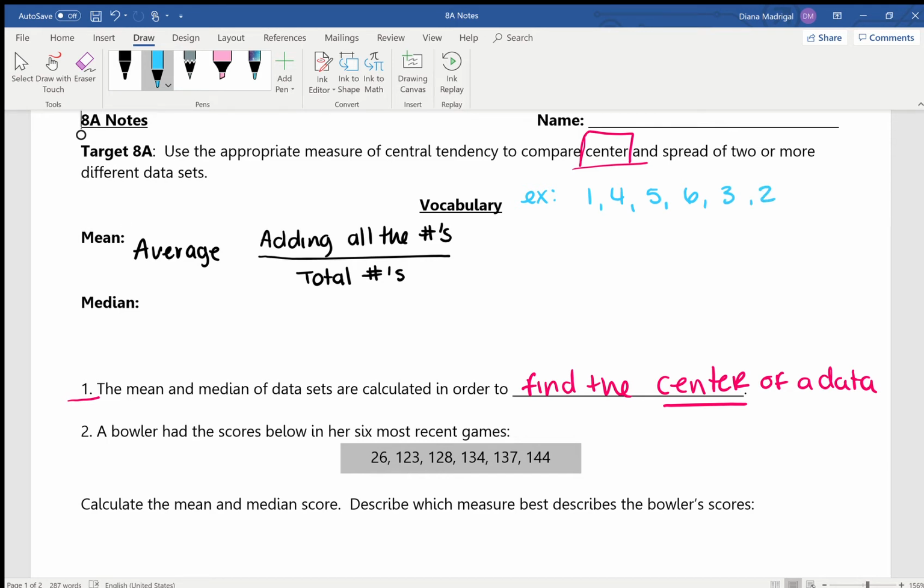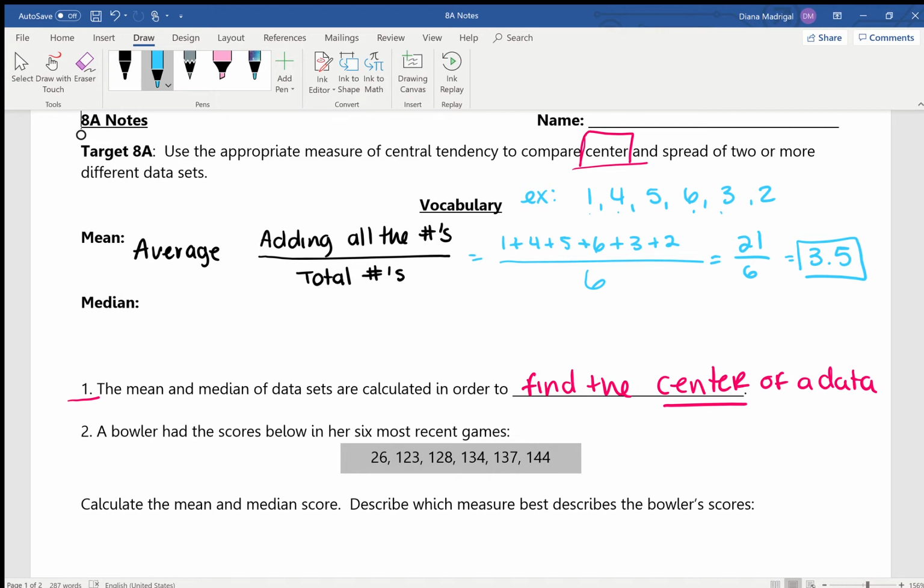Alright, to calculate the average, I will have to add 1 plus 4 plus 5 plus 6 plus 3 plus 2, and then I will have to divide it by how many numbers I have, and all you do is count the numbers. I have 1, 2, 3, 4, 5, 6, so I'm going to be dividing by 6. So when you add them together, you get 21 divided by 6, and when you divide, it's going to be 3.5.